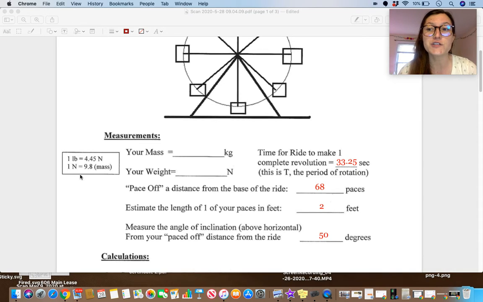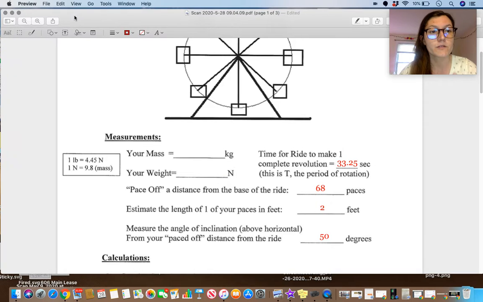If you don't want to use your weight, that's fine. You can use 140 pounds. Okay, so if you don't want to put your actual weight on there, just use 140 pounds. That's my weight. So you take 140 and you convert to newtons. Okay, so simple conversion there. Then you multiply by 9.8 to get your mass.